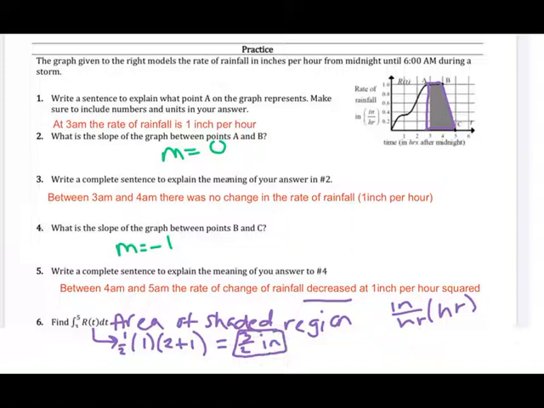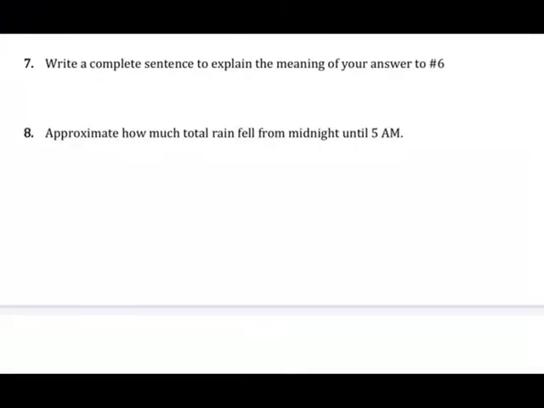Okay, I have to go to the next slide to continue with this problem. Number 7 says, write a complete sentence to explain the answer in number 6, so the area under the curve. So what this is saying is the total amount of rainfall between 3 a.m. and 5 a.m., that was the area under the curve, so the integral from 3 to 5. The total amount of rainfall between 3 a.m. and 5 a.m. was 1.5 inches.